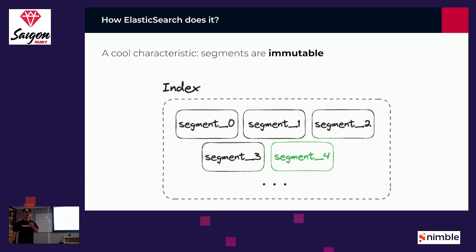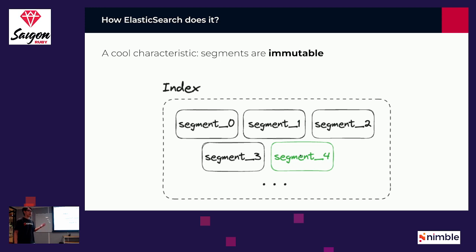But it makes a very interesting characteristic: segments are immutable, because every time you write something new, you append to a new one. So the old segment is frozen in time. No one is going to touch it. There will be no modification made to it ever again. So these black segments are inactive. They are immutable.